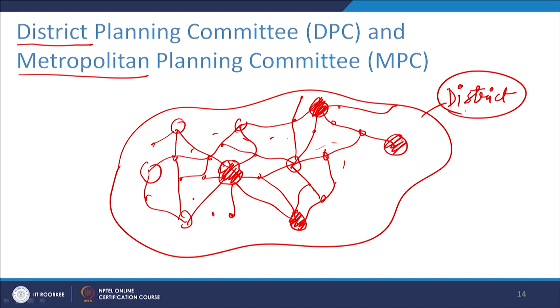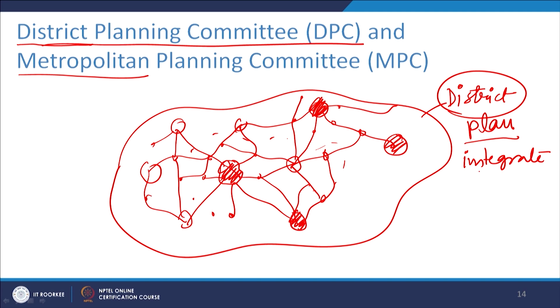That is why it is very important to make a district plan, and to enable that district plan, a provision of the District Planning Committee, which is in short called DPC, will be formed by every state government, and DPC will function to make a district plan. The job of the district plan will be to integrate the local plan, to approve local plans, or to revise or suggest.